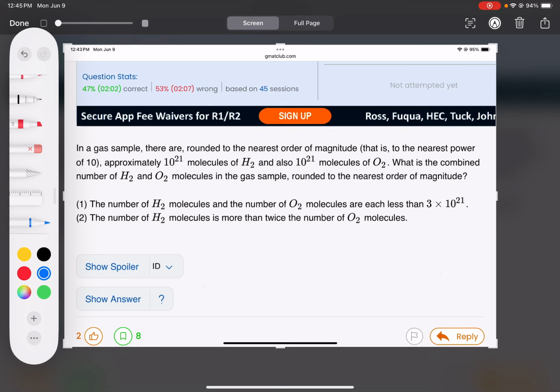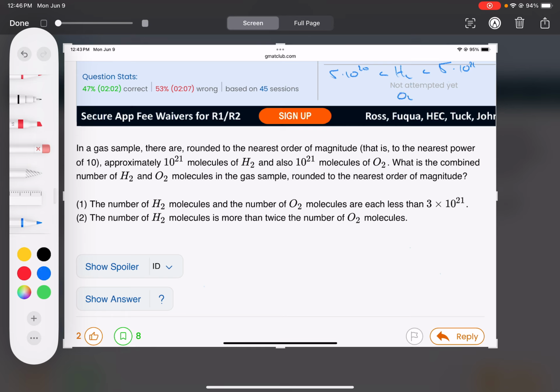Okay, so pretty tricky one here. They're saying both of the number of these molecules round to 10 to the 21 total molecules. So for H2, it's between 5 times 10 to the 20th, because if it's 6 times 10 to the 20th, that rounds up to 10 times 10 to the 20th, which is 10 to the 21. And it's less than 5 times 10 to the 21, because if it gets above 5 times 10 to the 21, like 6 times 10 to the 21, it rounds up to 10 times 10 to the 21, which is 10 to the 22. So it's got to be between these two. And that's true for O2 as well.